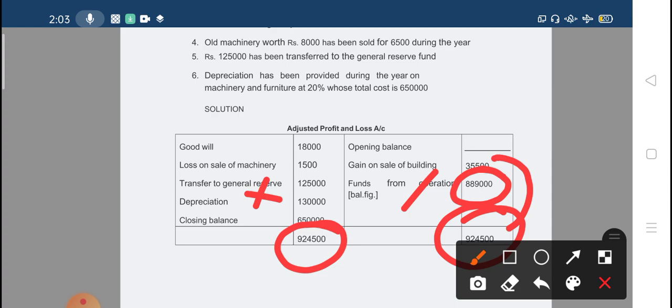Hope you understood this problem. You understood how to prepare an adjusted profit and loss account with this problem.